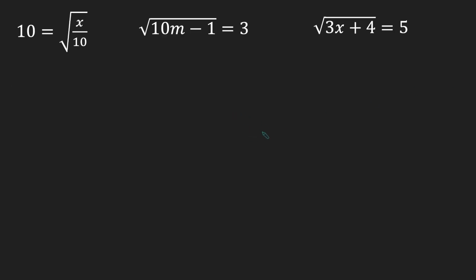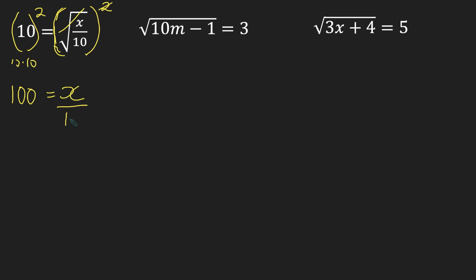Okay, let's look at some of these problems. These ones I would call medium difficulty. So again, I'm solving for x, but as always, I need to get rid of the square root. So I'm going to square both sides here and here. Now, 10 squared, which is 10 times 10, gives me 100. Remember, the square cancels the square root, leaving me with x over 10. So remember, that's x divided by 10.